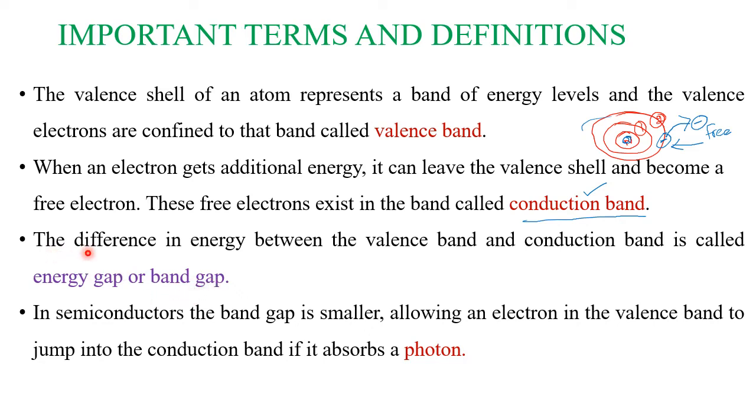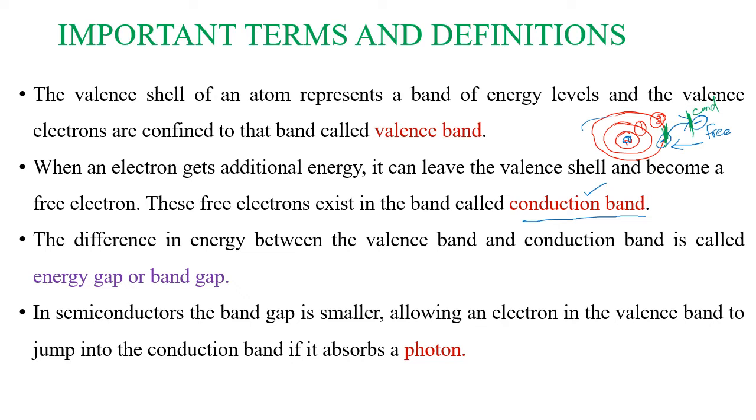Right. Then let's move to the next definition, that is band gap or energy gap. The difference in energy between the valence band and conduction band is called the energy gap. So you see, this is the valence band. That means the valence shell is the valence band. We can say like that. A band means a group of shells. All right, so this is the valence band, and you see the electrons gain energy and escape from this shell and exist in a band called what? Conduction band. So let's assume that this is the conduction band.